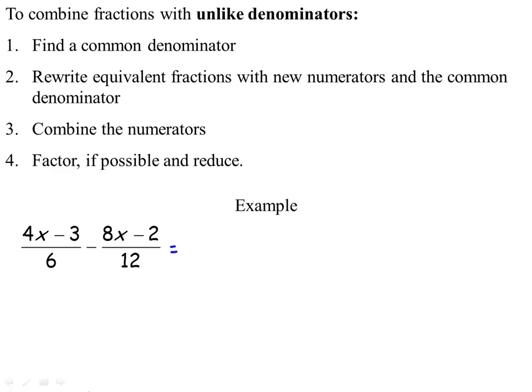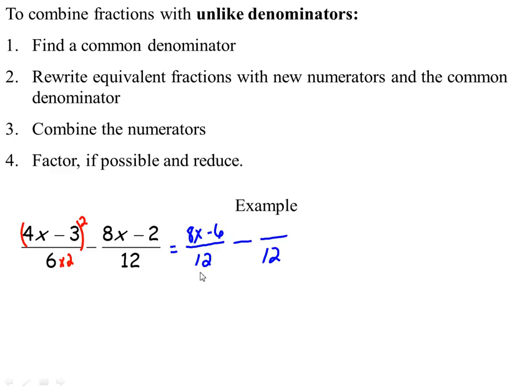So let's rewrite each one of these fractions with our common denominator. And remember what we have to do back from 5th grade. My daughter's in 5th grade, and she's learning how to do this now, so that's how I know that. In order to get 6 to go to 12, what do you have to multiply by? 2. So if we multiply the bottom by 2, what do you think you're going to have to multiply the top by? 2. That is the distributive property. So we're going to have 8x minus 6.